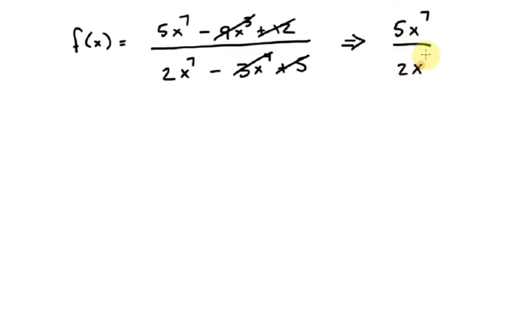And the x to the 7's cancel. So what's going on is we're getting a function value that's approaching 5/2. So this is our horizontal asymptote. You know, sometimes it's a fraction. It doesn't always have to be a whole number or 0 or something like that.